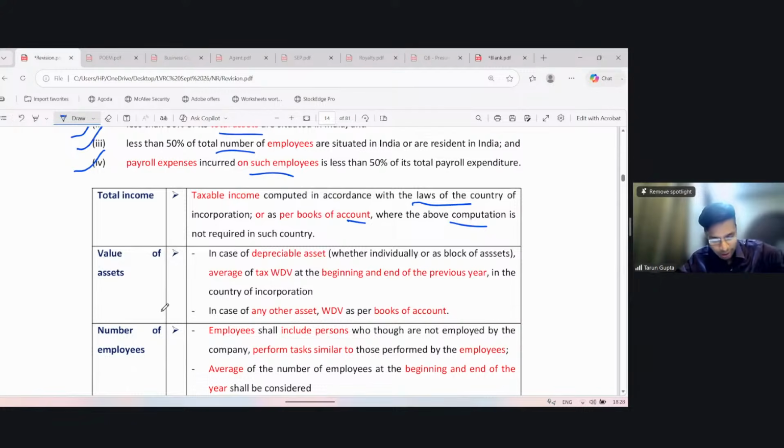Now, how do you determine the value of the asset? It says in case of depreciable asset, the average of the tax WDV at the beginning and end of the year in the country of incorporation. In case of any other asset, WDV as per the books of account. If the asset is depreciable, then we have to take the average. If the asset is not depreciable, then we'll take the book value. Okay.